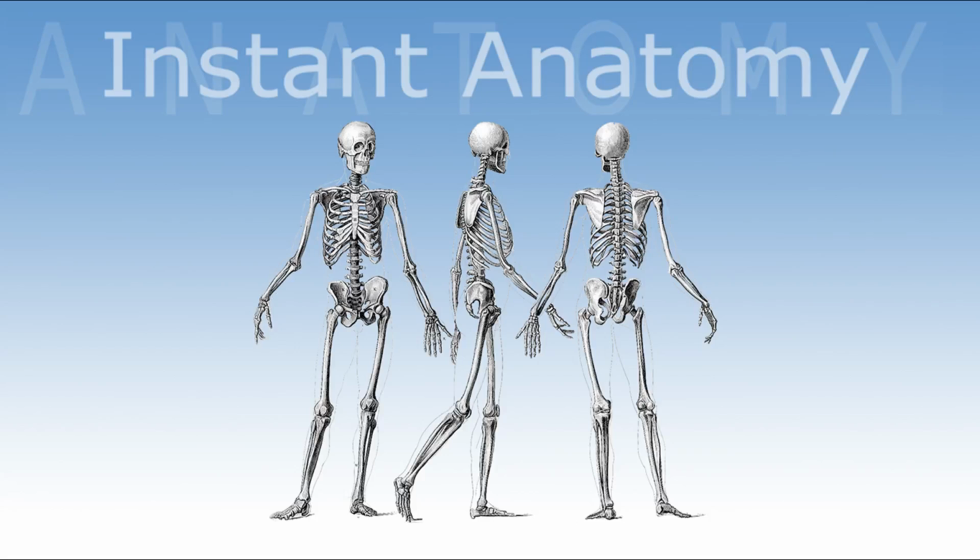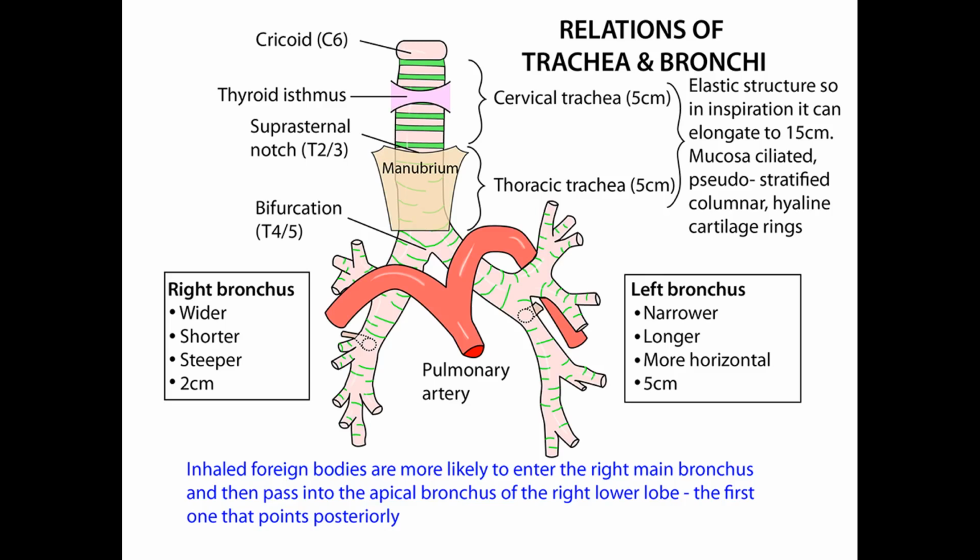Now in this session, let's look at the trachea and the bronchi. In this image we can see that the cricoid cartilage lies at C6. This is the only complete ring of cartilage in the body. The trachea begins immediately below it and ends where it bifurcates at the vertebral level of the T4-5 vertebral disc.